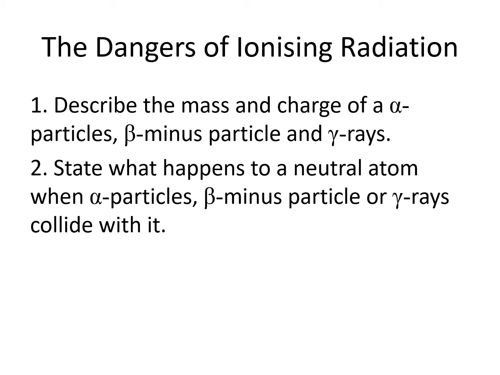Now, when an alpha particle collides with a neutral atom, it can take 2 electrons away, ionizing that atom. When a beta minus particle collides with an atom, it can knock an electron out of the orbital, ionizing that atom. And gamma rays can be absorbed by electrons. That gives the electrons enough energy to escape the atom, turning that atom into an ion. This is why we call it ionizing radiation.